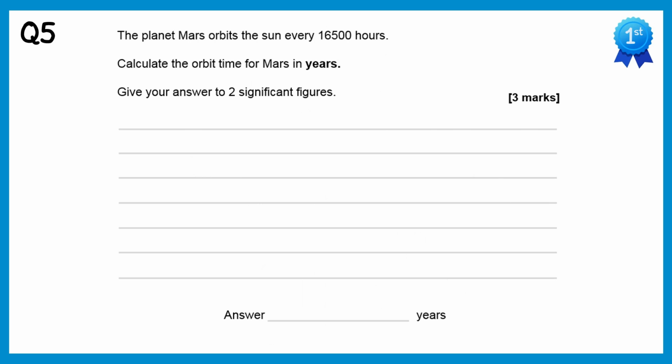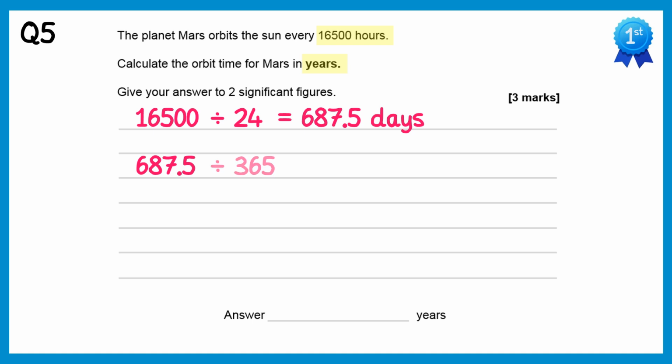In this question, we're told that Mars orbits the Sun every 16,500 hours. We need to calculate that time, but in years. So if we take 16,500 hours and divide it by 24, this will turn that into days. That comes out as 687.5 days. If we then take that number and divide it by 365, since that's how many days there are in a year, we'll get 1.8835611644 years. But the question said, give your answer to 2 significant figures, so we would round this to 1.9.